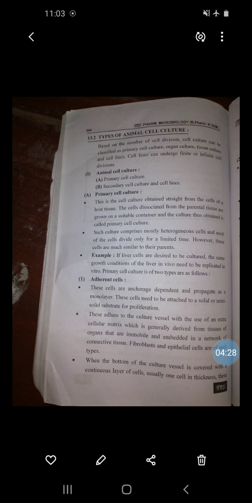First, adherent cells. These cells are anchorage dependent and propagate as a monolayer. These cells need to attach to a solid or semi-solid substrate for proliferation. They adhere to the culture vessel with the use of an extracellular matrix, which is generally derived from tissues of organs that are immobile and embedded in a network of connective tissues. Fibroblasts and epithelial cells are of such types.